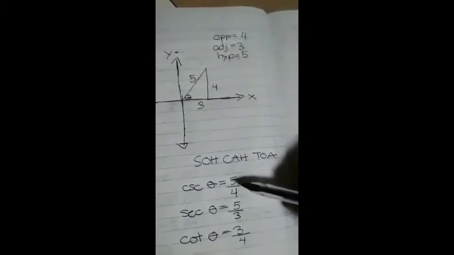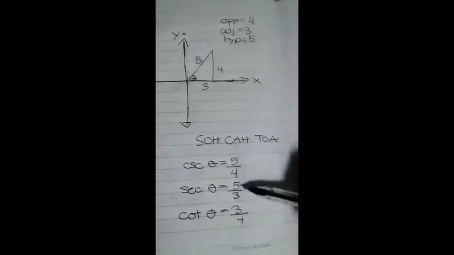So cosecant theta equals, we will flip 4/5, so it will become 5/4. So secant theta equals, we will flip 3/5, so it will become 5/3. So cotangent theta equals, we will flip the 4/3, so it will become 3/4.